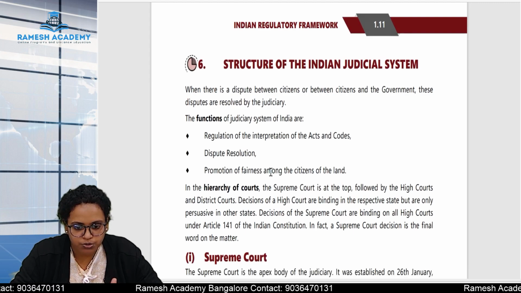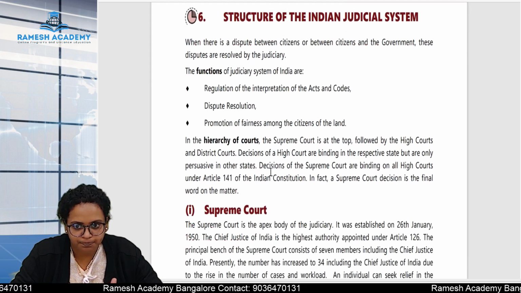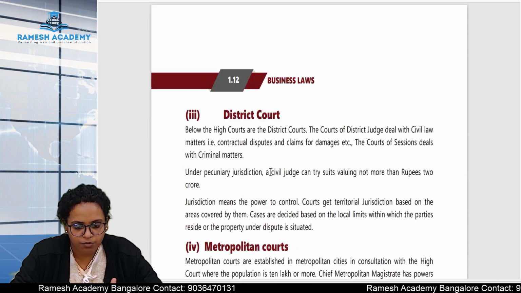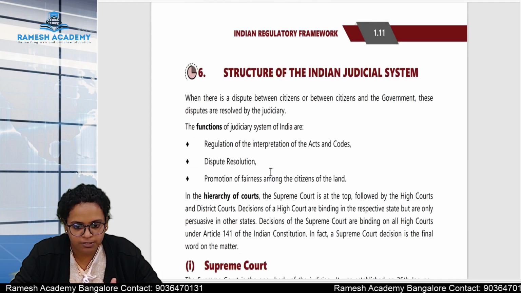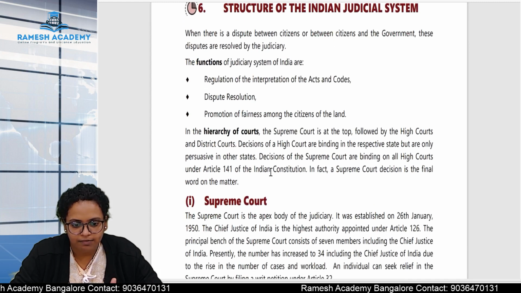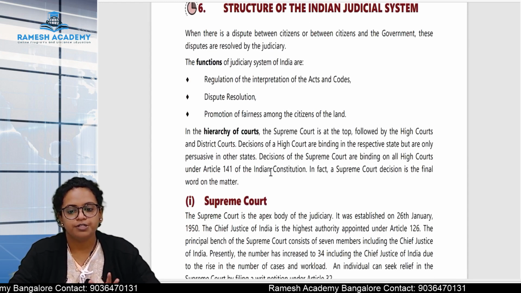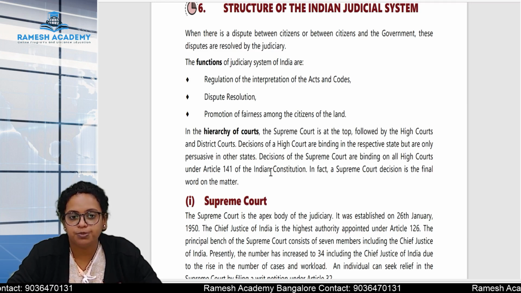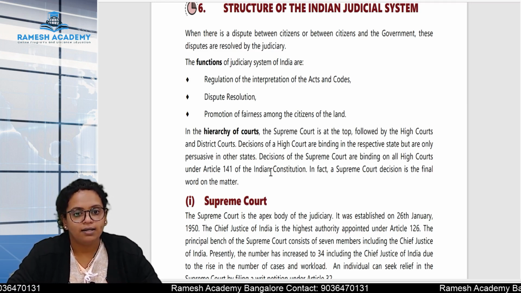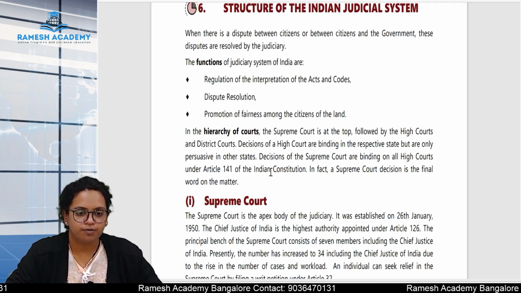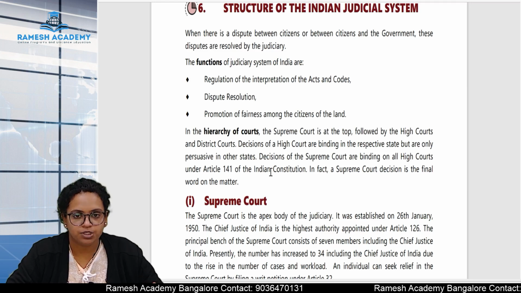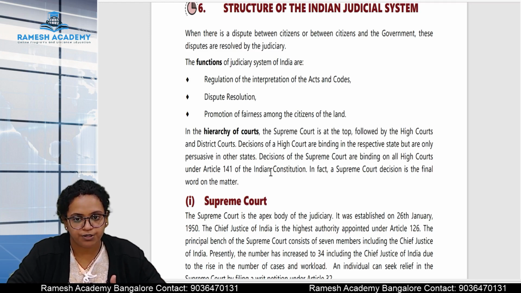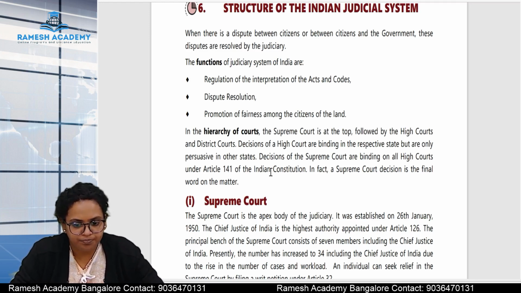Now coming to the structure of the Indian judicial system. We have only a few more topics left in this chapter. We'll complete this and then we can wrap it up. As I told you, the decisions taken by the Supreme Court will be the final decision. Under the Supreme Court, we have a variety of other courts: high courts and district courts. Under the district court, in the state, we have a variety of different courts. So now let us learn one by one.